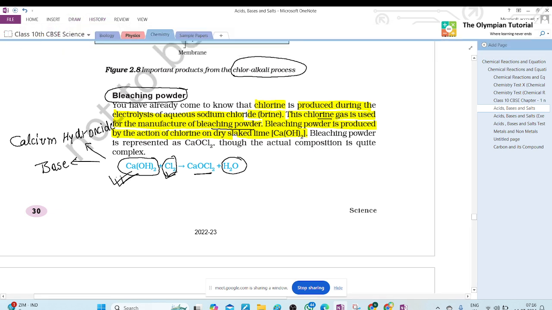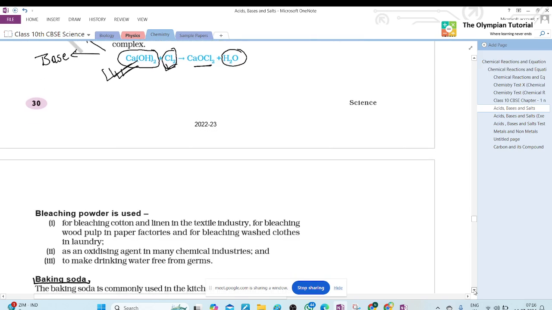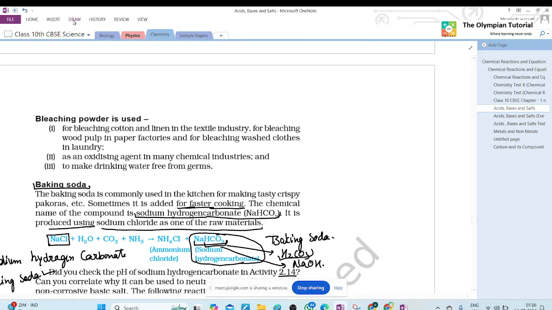After that, write down this equation. Okay, friends? Yes, ma'am. And after that, we will write uses of bleaching powder. Very small topic. Uses of bleaching powder: for bleaching cotton and linen in the textile industry, for bleaching wood pulp in paper factories, and for bleaching washed clothes in laundry. It is used as an oxidizing agent in many chemical industries and to make drinking water free from germs.